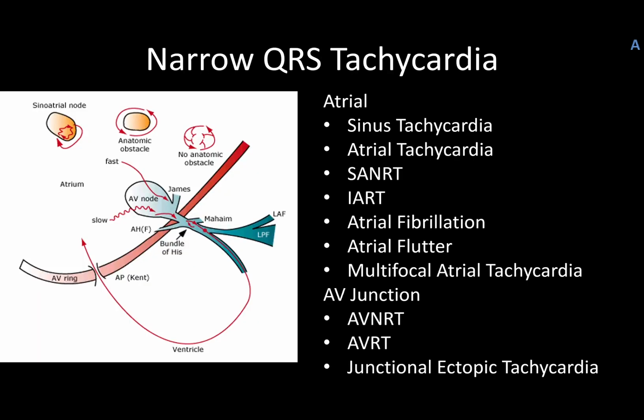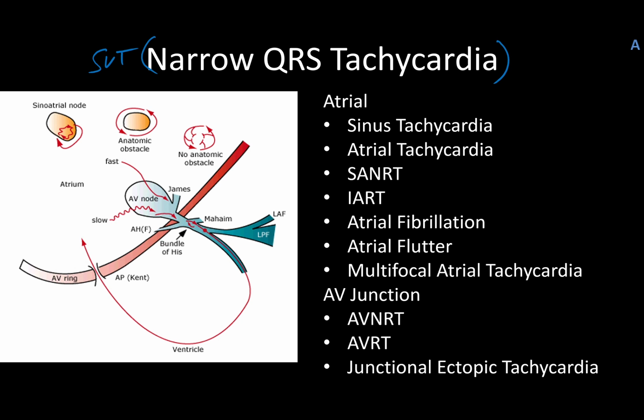Okay, so a broad classification for SVT is narrow complex or narrow QRS tachycardia. You'll see this a lot in the literature. It's how ACLS describes things, so that if you just look at a monitor, all you have to say in your brain is, this is narrow complex, it's tachycardia, let's do it. It makes things much more reactionary, which is why it's being used.